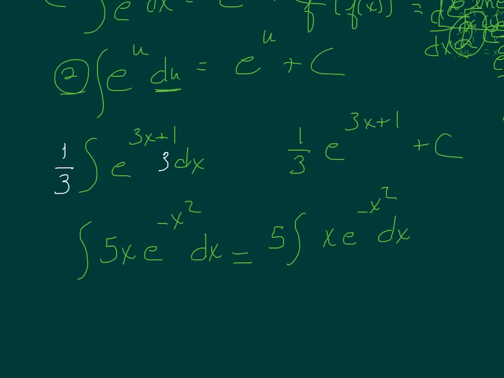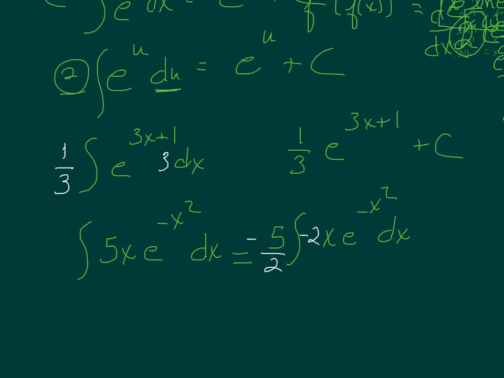What's the derivative of the exponent? Negative 2x. So I need a negative 2x right here. Well, I have the x, so I need the negative 2 here. So I'm going to have a negative 1/2 on the outside.